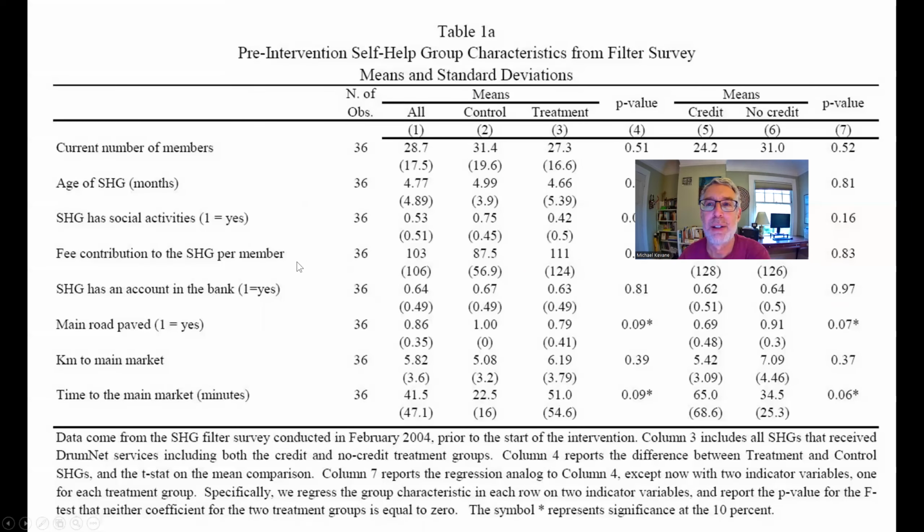Let's go on. Here's another balance table. This one's a little busier, a little harder to read, but you see again a nice table number, the description of the table, the means of the control and treatment and the entire sample, the number of observations, and a long footnote that gives you explanations.